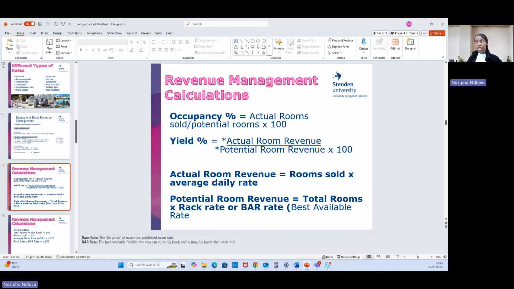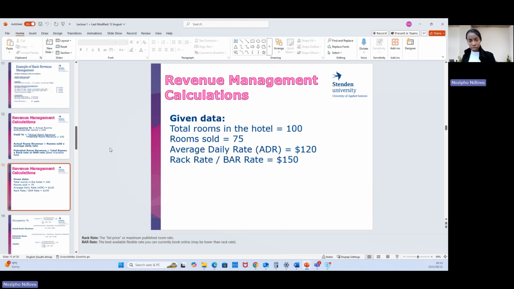Then we look at revenue management calculations, where we look at how to calculate the occupancy percentage. Occupancy is actual rooms sold divided by the potential rooms, multiplied by 100 to get the percentage. The yield percentage is actual room revenue divided by the potential room revenue, multiplied by 100. Actual room revenue is the number of rooms sold multiplied by the average daily rate, which is how much is usually charged. Then the potential room revenue is equal to the total rooms times the bar rate, which is usually charged at different times based on seasons.